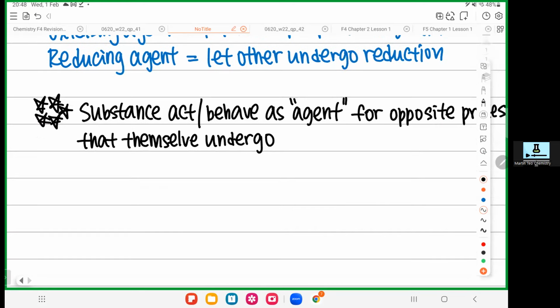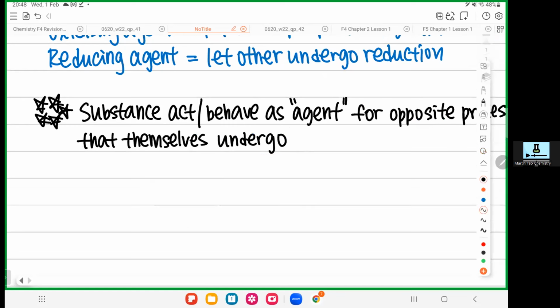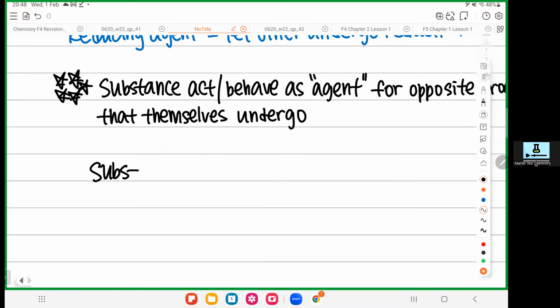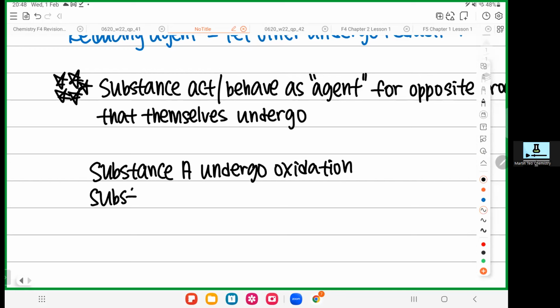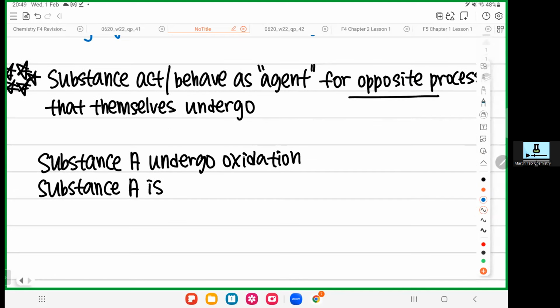Okay, all right. So what do I mean? Let's say I am a substance A. Me, myself, undergo the oxidation process. So I will be an agent also. When I undergo oxidation, I am qualified to be an agent. So the agent will be the opposite of this. So if I undergo oxidation, I will be the opposite agent. So I will be a reducing agent, because the opposite of oxidation is reduction. So you will always be the agent for the opposite process that you yourself undergo.